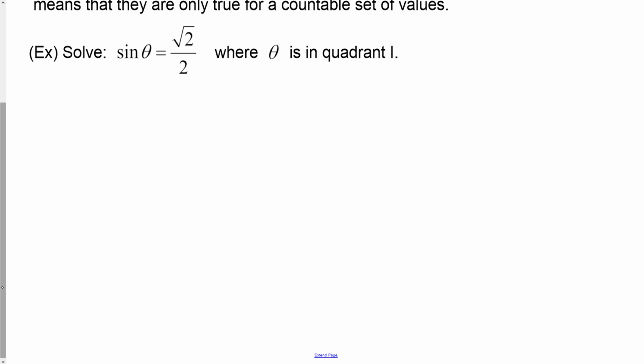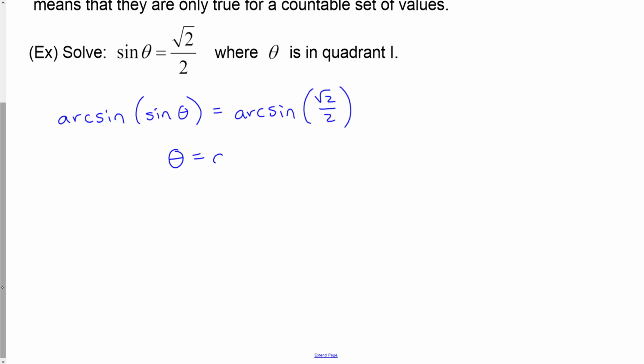So to solve this equation, if I want to get theta by itself, I could take the arc sine of both sides of the equation. The sine and arc sine function cancel each other out. So this side just reduces down to theta, and now I'm just looking for the arc sine of the square root of 2 over 2.